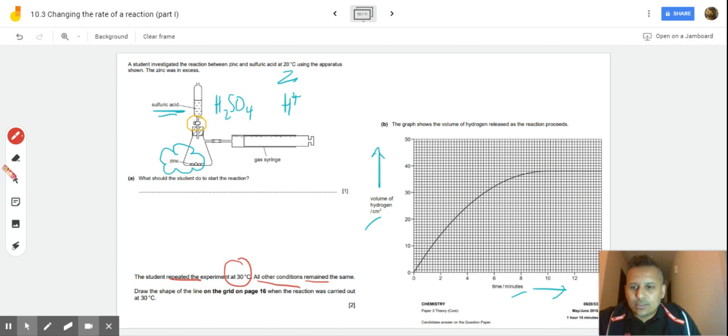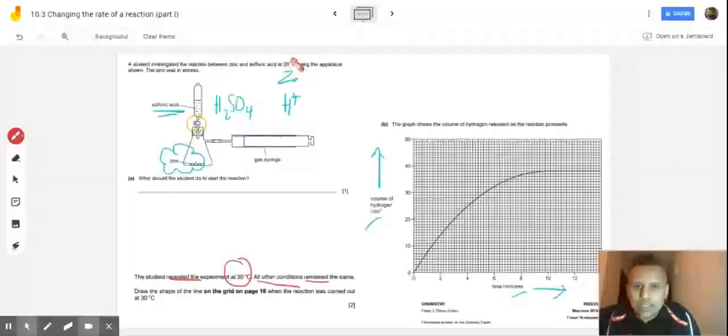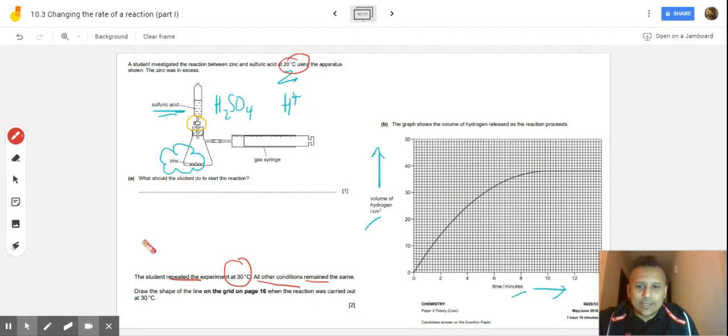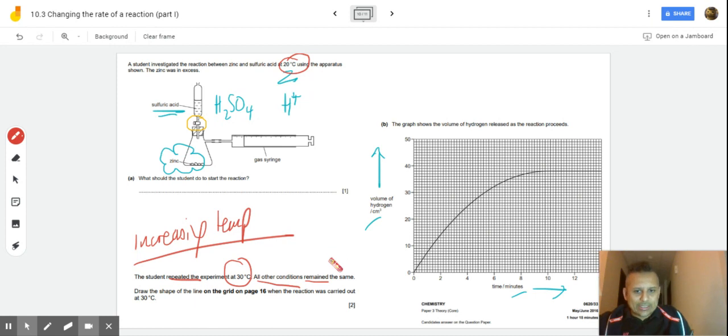Okay, now you need to look back. You need to think, right, okay, what was the original temperature in the experiment? Well, it was 20. So it might help you, when you're doing the exam, to just annotate above there that you're increasing temperature. You need to talk about an increase in temperature and what the effect is on the rate of a reaction. Now, what does an increase in temperature do?